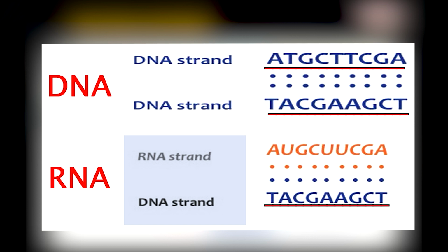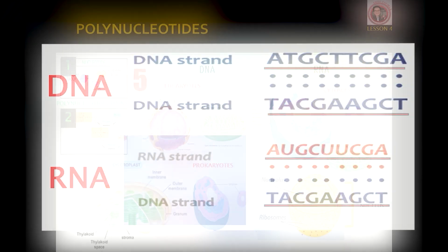What would be its complementary strand for RNA? Correct. It should be AUGCU-UCGA, because thymine is being replaced by uracil in RNA.